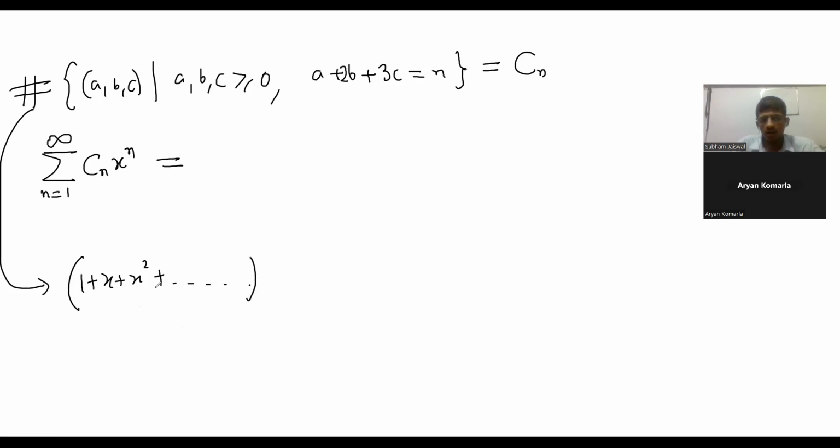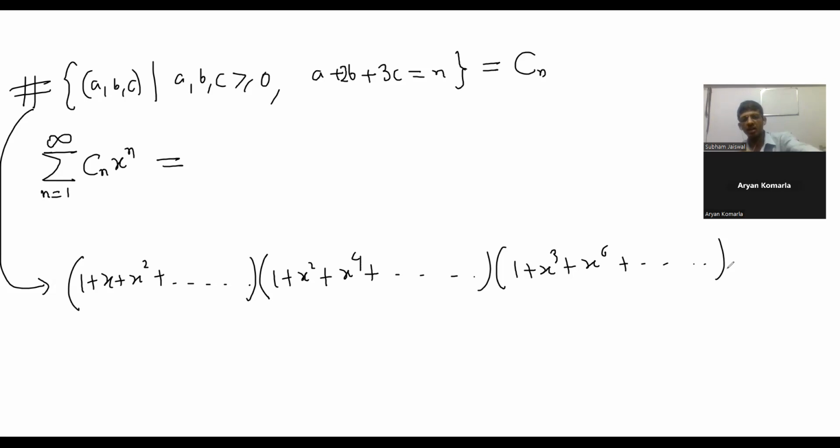If you collect x to the A from here, that will be this A. Similarly, for the next one, every number here has weight 2, so I will instead do this. And the third one will be x cubed. Now you should try to see if the coefficient of x to the power n here has anything to do with the Cn there.